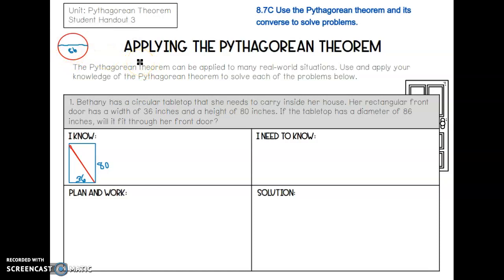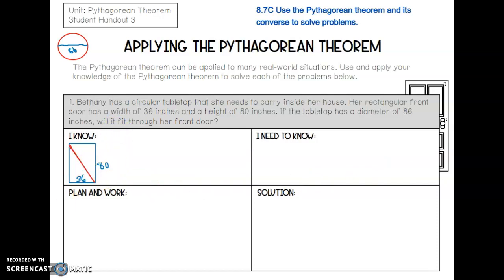Now here's a couple of prior knowledge things that we need to point out. You need to know the shape of a rectangle. You need to be able to label the width and the height. Then when we're focusing on a tabletop, when you're talking about radius and diameter, the shape you're talking about is a circle. Radius is half the distance of a circle, but diameter is all the way across. And then our question is, will this table fit through the door?